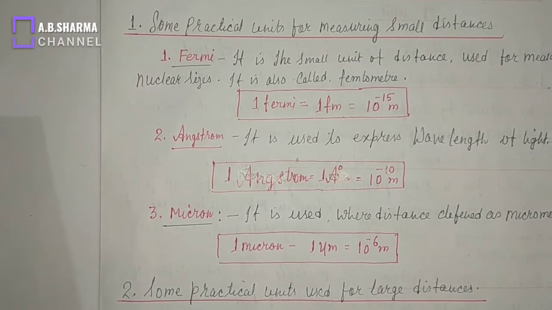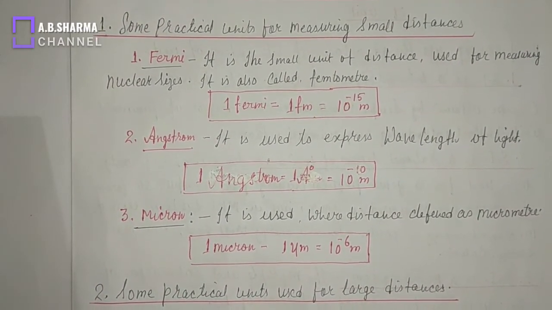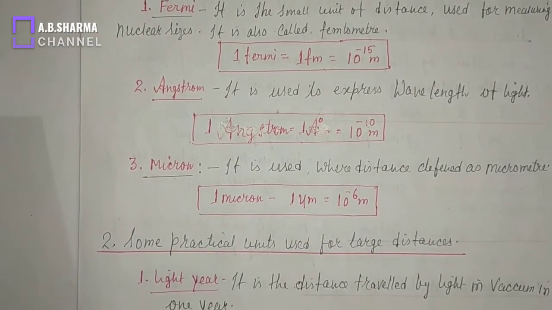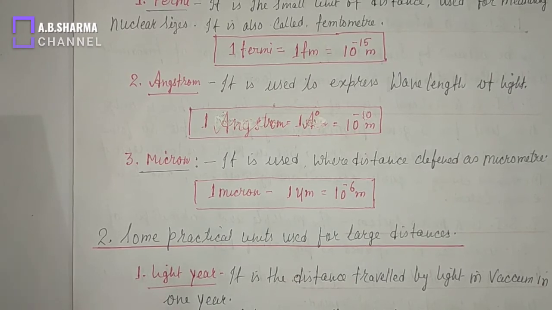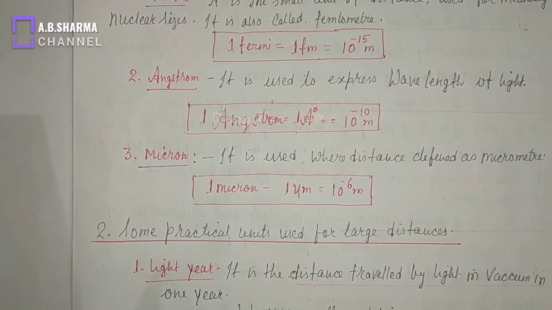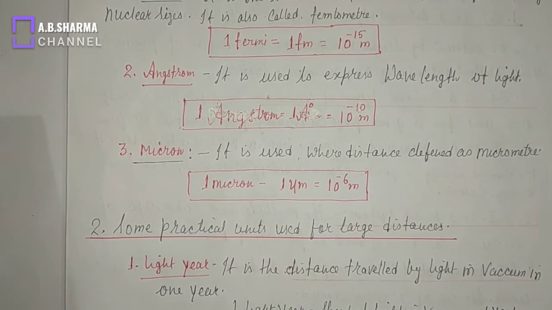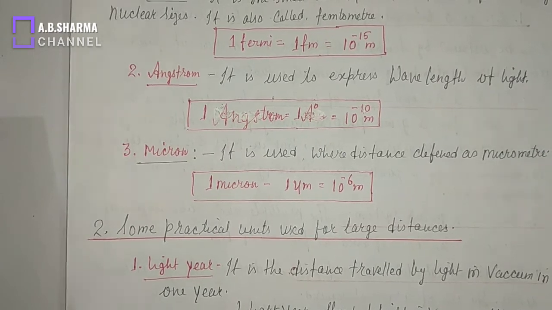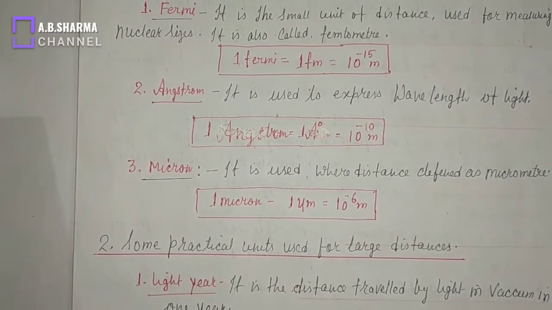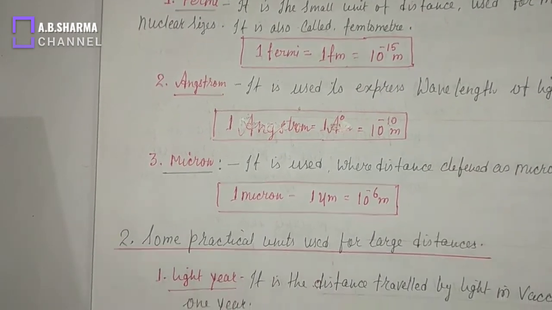Angstrom is used to express the wavelength of light, and 1 angstrom equals 10 to the power minus 10 meter. Micron is also called micrometer. 1 micrometer equals 10 to the power minus 6 meter, and 1 nanometer equals 10 to the power minus 9 meter. These are very important for numerical problems.